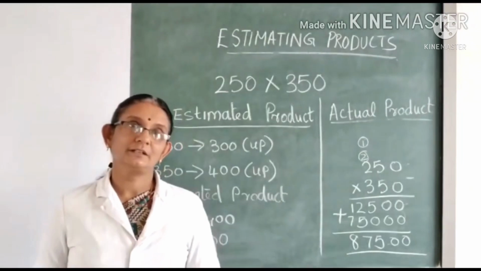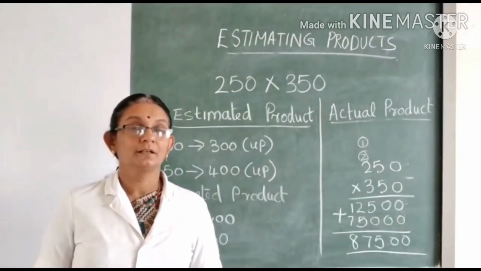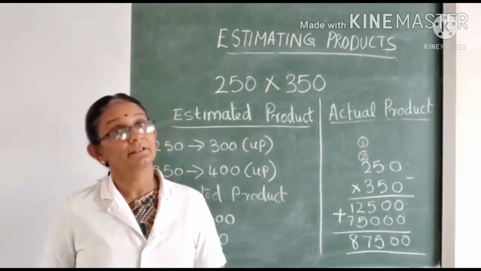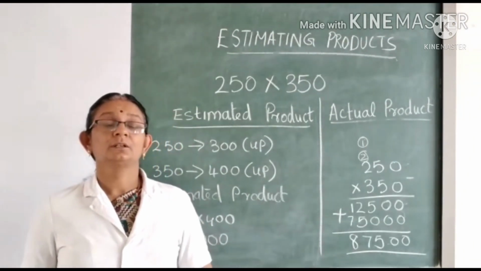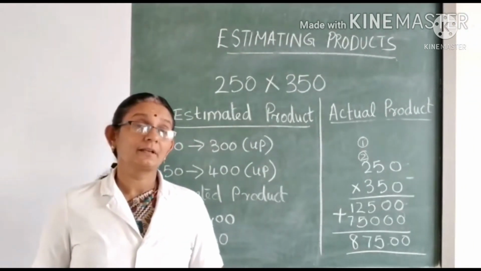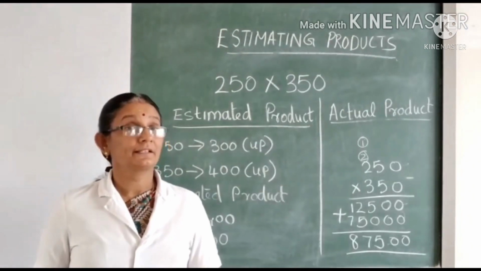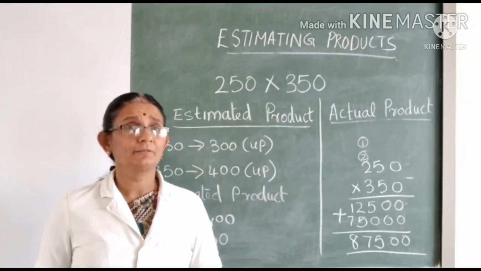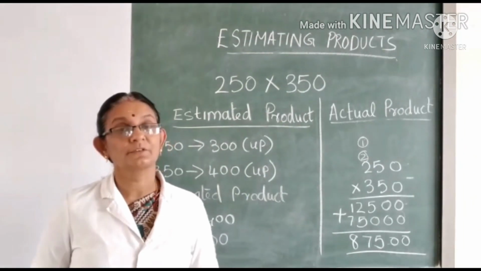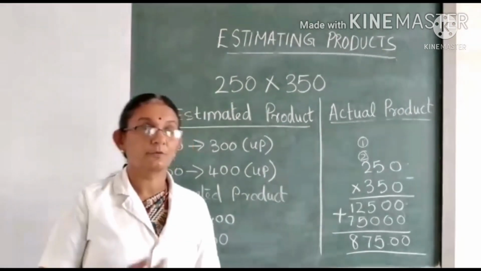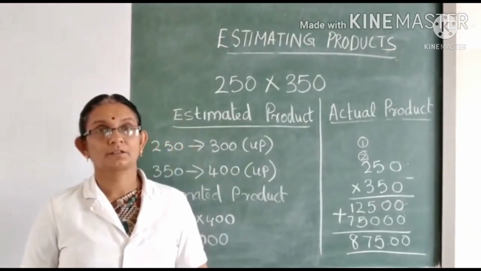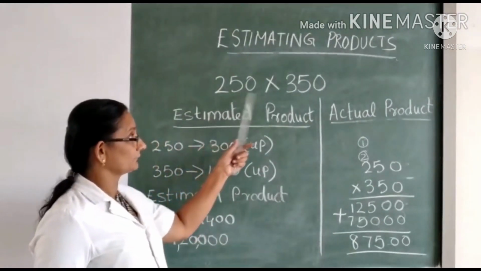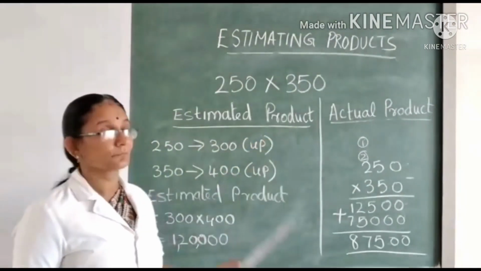Children, now you have learned how to estimate the products by rounding them to the nearest tens and rounding to the nearest hundreds also. But children, there are certain conditions where the estimation will not work very well, or you will find a very much difference between the actual product and the estimated product. For example, here I am multiplying the number 250 with 350.